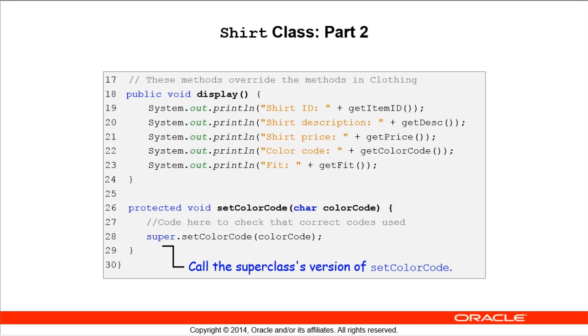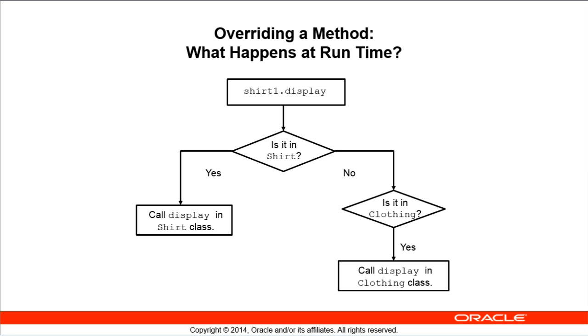The setColorCode method overrides the setColorCode method of the superclass to check whether a valid value is being used for this class. The method then calls the superclass version of the very same method. So when we use the override method, what happens at runtime? First, the shirt1.display code is called.